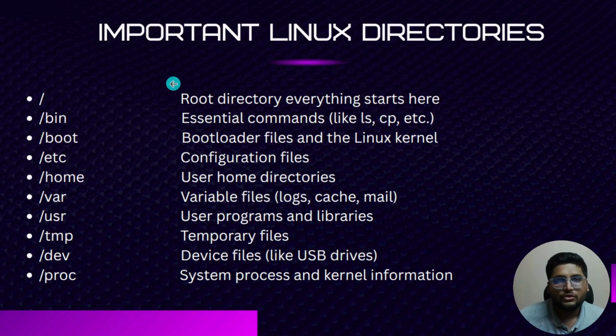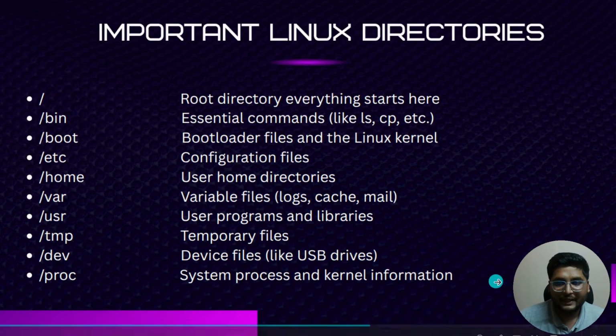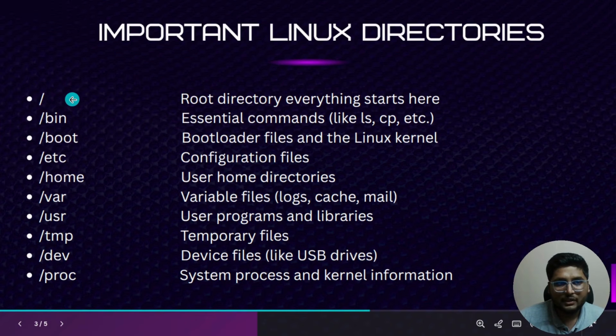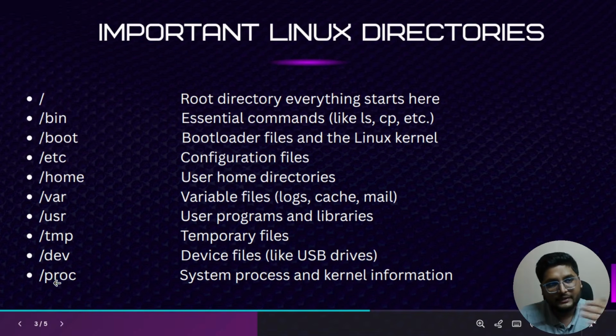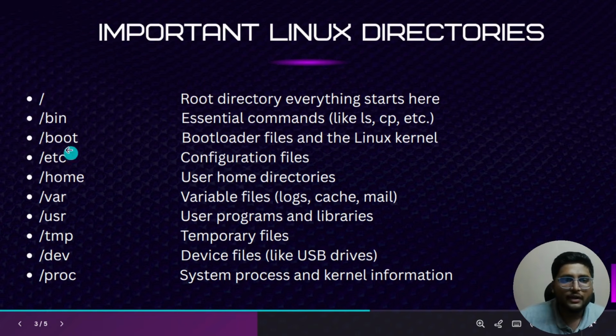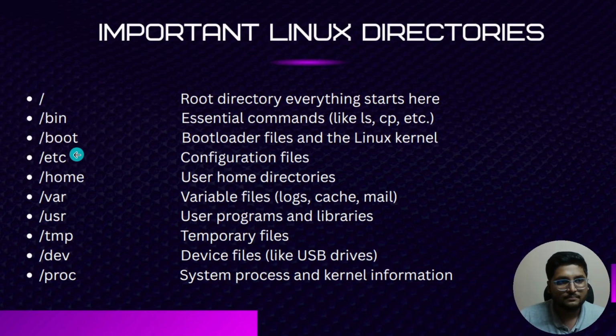Okay. So these are the important Linux directories. First is slash. Slash indicates the root directory. Everything starts from here. In the root directory, there are bin, boot, etc, home, var, usr, tmp, dev, and proc directories. Okay. So next one is bin. Bin holds essential commands.